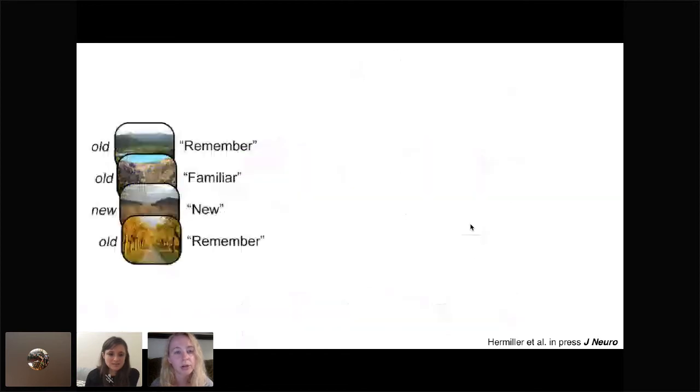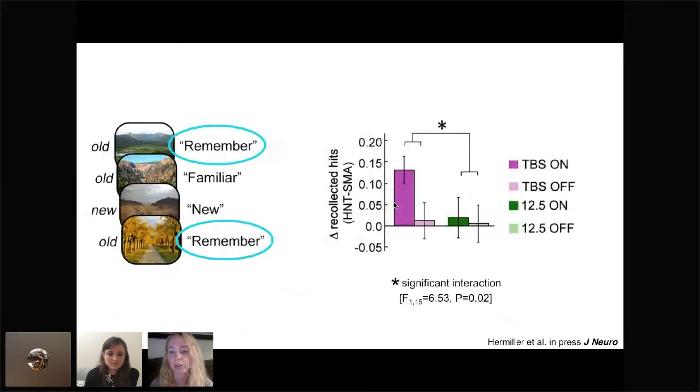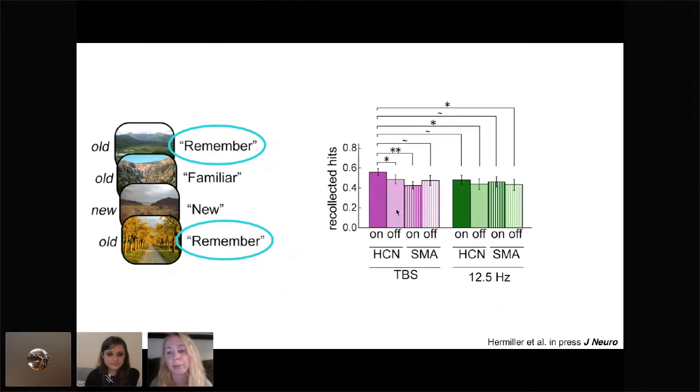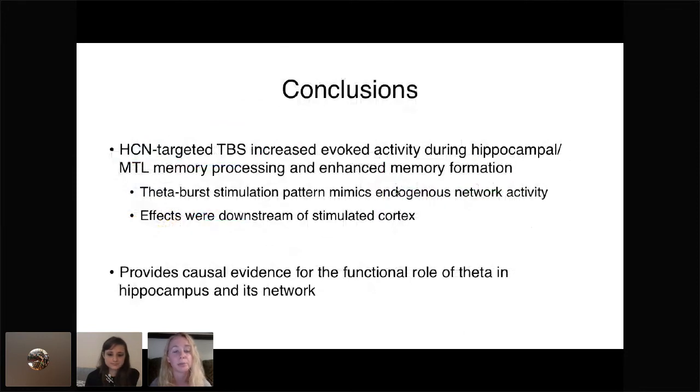And real quick with the behavior, we are again interested in scenes that were later recollected. We found when we compared the 2 sessions, the HCN and the SMA conditions, there was a significant effect of the stimulation type, so whether it was TBS or alpha, and whether it was on or off. When we look at all of the pairwise conditions, the HCN TBS was the only condition that showed either a trend or a significant pairwise difference relative to all of the other control conditions. In conclusion, the HCN targeted theta burst increased evoked activity during hippocampal MTL processing and enhanced memory formation. This provides causal evidence for the functional role of theta in the hippocampus and its network.